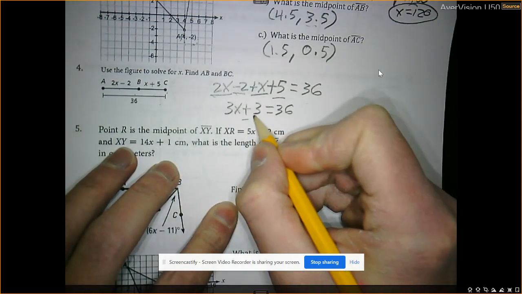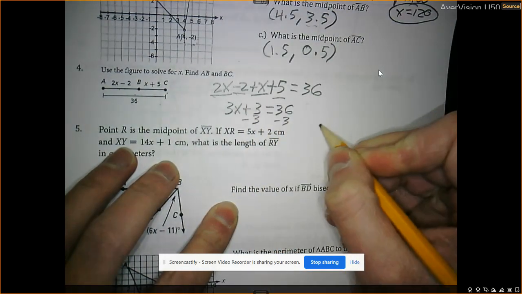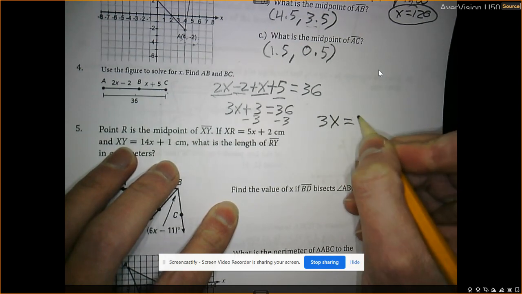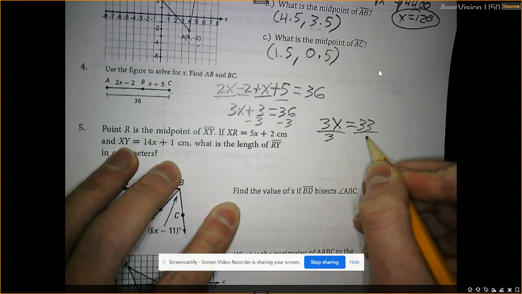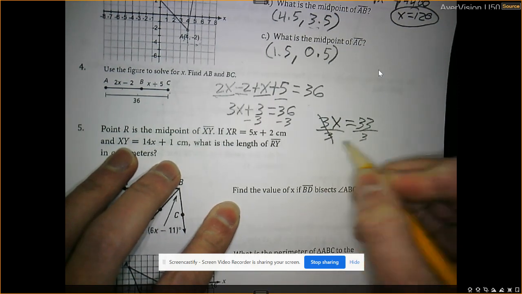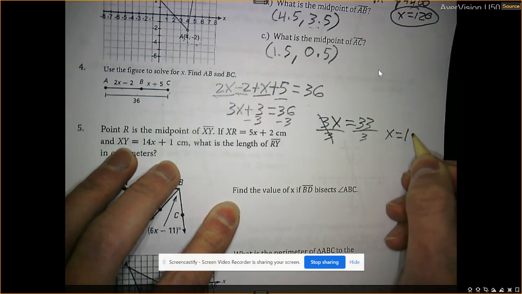Go on, continue the solving for x process. Subtract 3 from both sides. 3x equals 33. Lastly, you want to get x alone, so you need to divide both sides by 3. Yep, and you should get x equals 11.